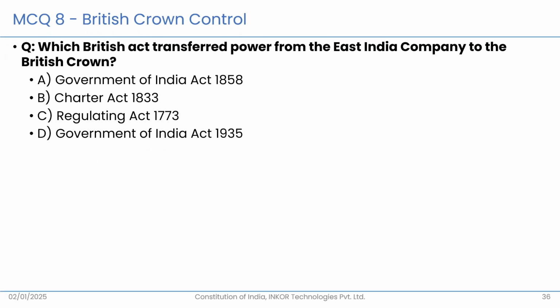Here's another one. Which British Act transferred power from the East India Company to the British Crown? A. Government of India Act, 1858. B. Charter Act, 1833. C. Regulating Act, 1773. D. Government of India Act, 1935. Take a moment to think.